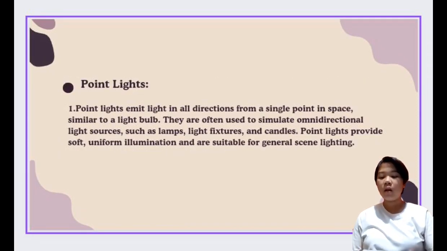Point lights. Point lights emit light in all directions from a single point in space, similar to a light bulb. They are often used to simulate omnidirectional light sources such as lamps, light fixtures, and candles. Point lights provide soft, uniform illumination and are suitable for general scene lighting.